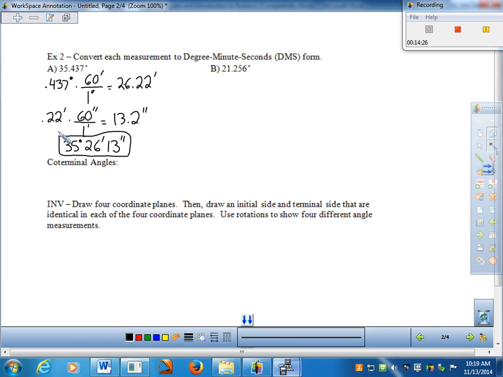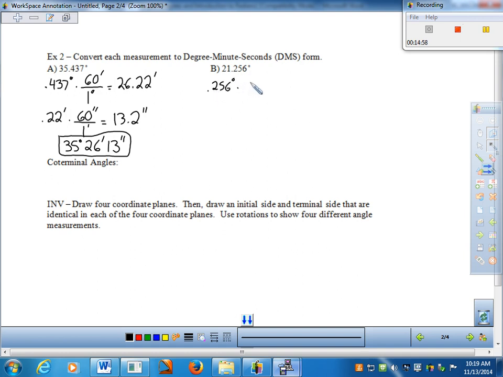Okay? Hey, it'd be great if you could do example 2B. Take a moment and pull that off. Again, I've got 21 degrees, and I also have this 0.256 degrees. What would that 0.256 degrees translate to in terms of the number of minutes and the number of seconds? So subdivisions of degrees and subdivisions of minutes. All right. Well, let's see how you did.